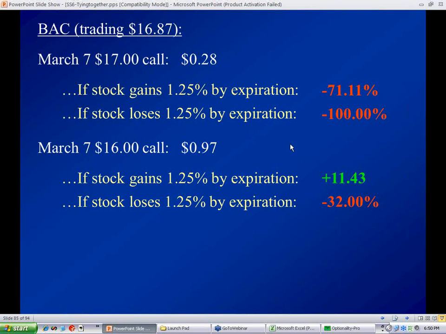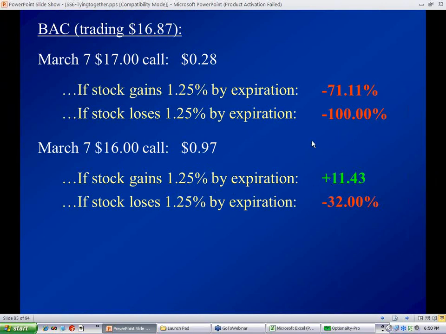Now, the temptation, of course, is to buy the 28-cent options because they're cheap. But they're cheap for a reason, and these numbers tell you why. All right, one reason the 97 cents is so high is because it's in the money. But you're paying way less premium, and so that's why you end up getting less scathed.